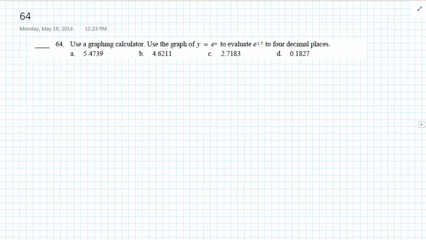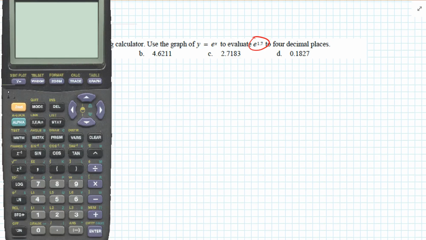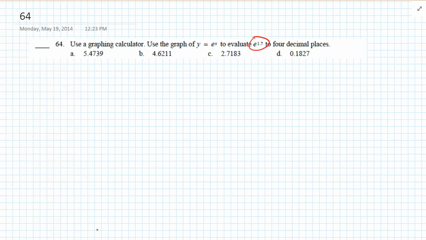Use a graphing calculator, or just evaluate e to the 1.7. So we can do that on our calculator. That's easy stuff. So we turn it on and we pick our e to the 1.7. 5.473. Answer's A. Easy calculator work.